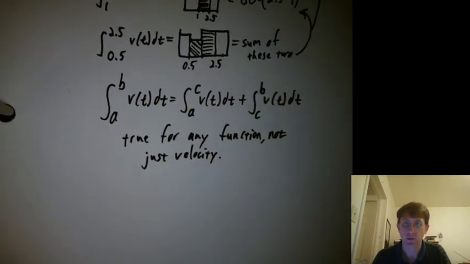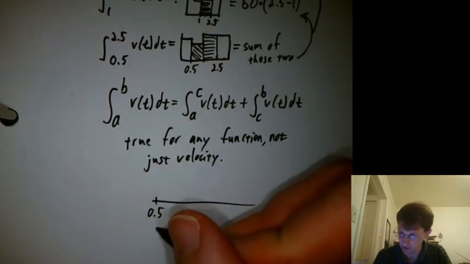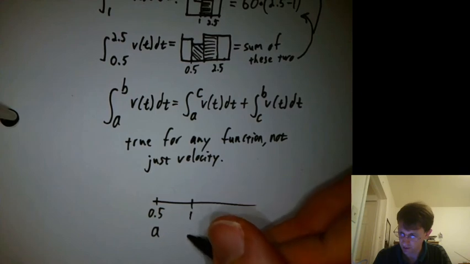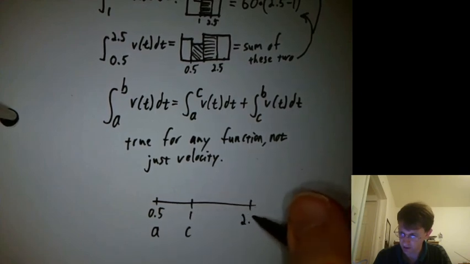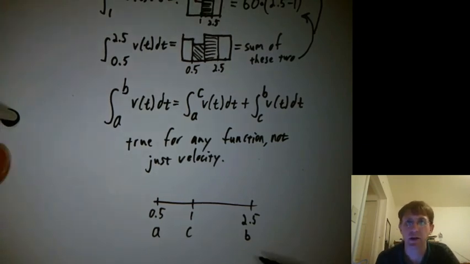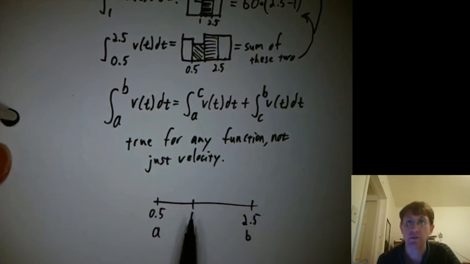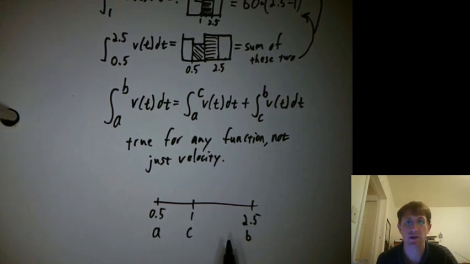And to diagram what we were doing, we had 0.5 was here, that was A, 1 was here, that was C, and 2.5 was here, that was B. It's kind of frustrating that they aren't in alphabetical order. But we're saying this should be true no matter where you stop the integration and then start it again. And it turns out to even be true if C is not between A and B, which is another interesting story we'll have to get to later.